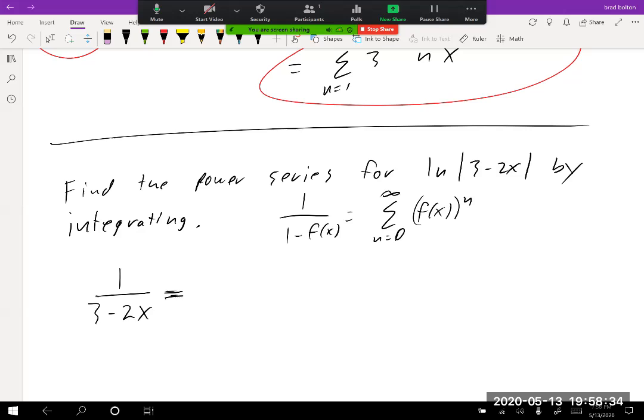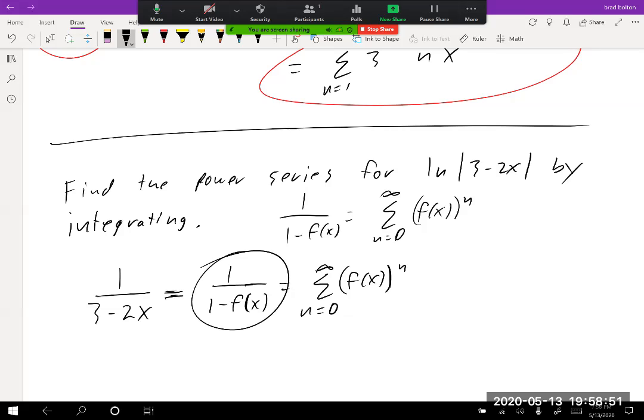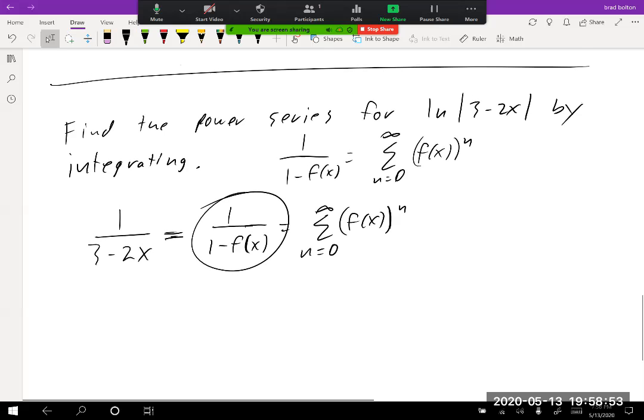So I'm going to find my power series representation for that, and I need that to be 1 over 1 minus f of x, like that. So then I can do this, right? This is my goal. This is what I want to do because this is what I have to work with. I need that guy, so I'm going to have to do a little bit of quick manipulation.